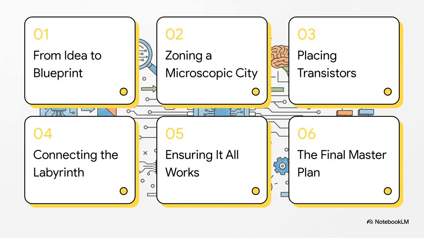So, here's the game plan. We'll start with the architect's vision, lay out the city zones, place every single building, build all the roads, run a full citywide inspection, and then finally, hand over the master plan to the builders.